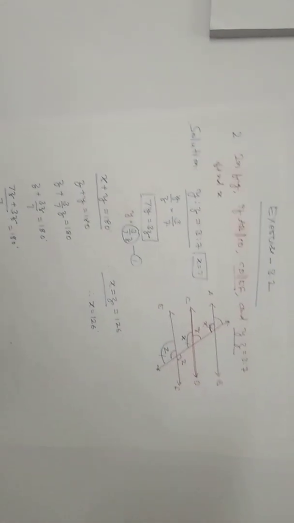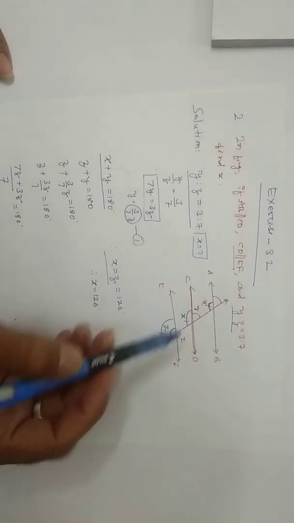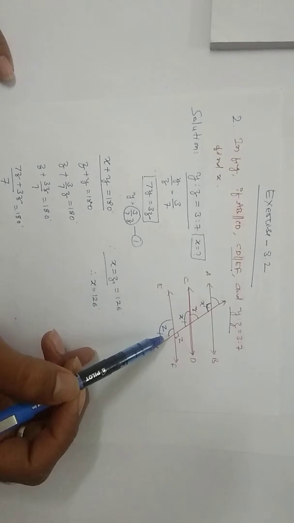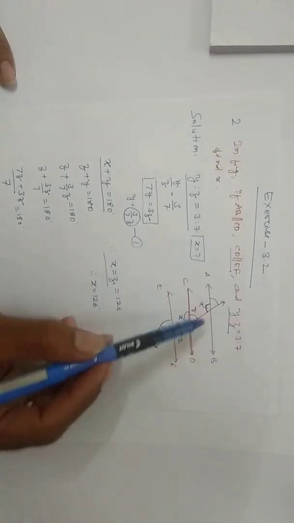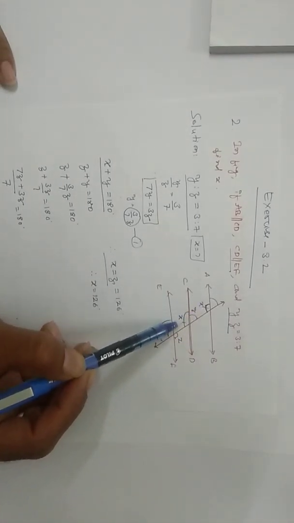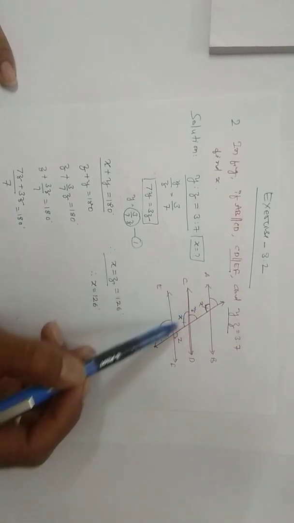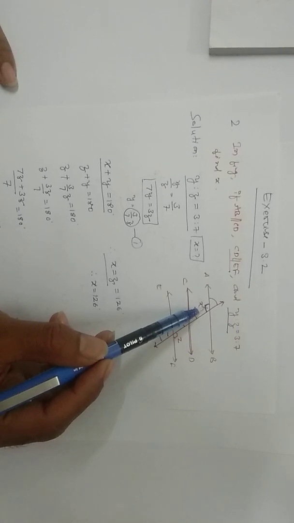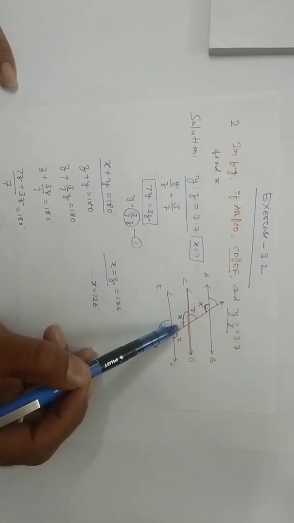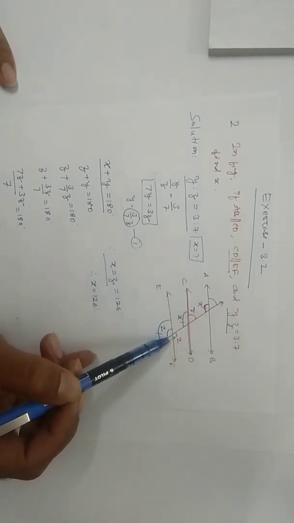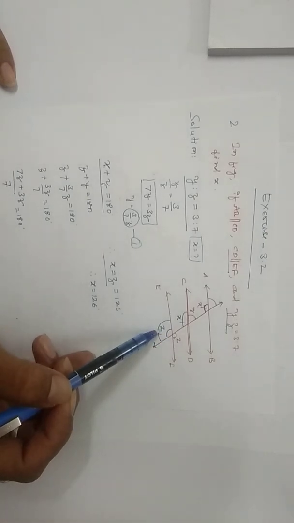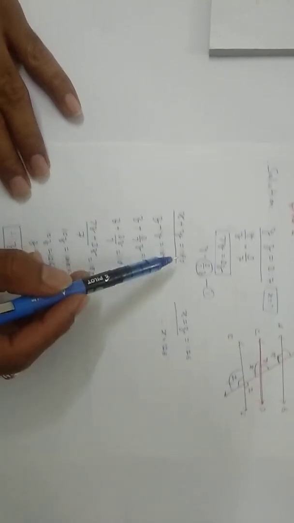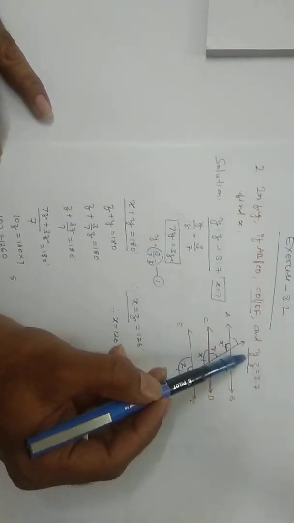Let us recapitulate once again. In this figure, AB, CD, EF, all the three lines are parallel, so corresponding angles will be the same. We have written this angle as x, and this is z, and the vertically opposite angle is z. So x and z are the same, and there is a relation given here.